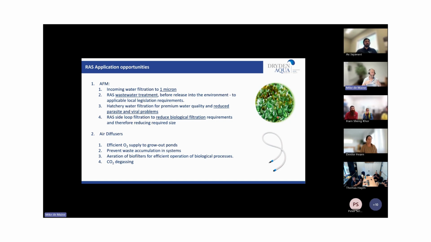So all backwash water or wastewater goes through drum filtration, then it's going through coagulation, flocculation, and then a belt filter to remove all of those organics, and then that water after the belt filter is being filtered by AFM to be released into the environment. Okay.